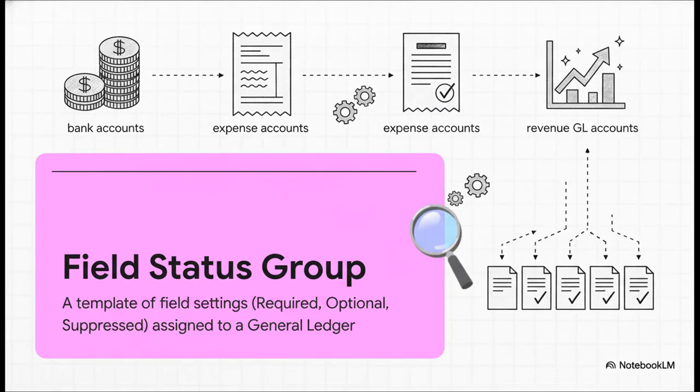So really, the field status group is the real workhorse here. It's just a template. You set up a template for all your bank accounts, you make another one for all your expense accounts, another for revenue, and so on. Then, anytime you create a new account, you just assign the right template. It's what guarantees consistency across the entire company.